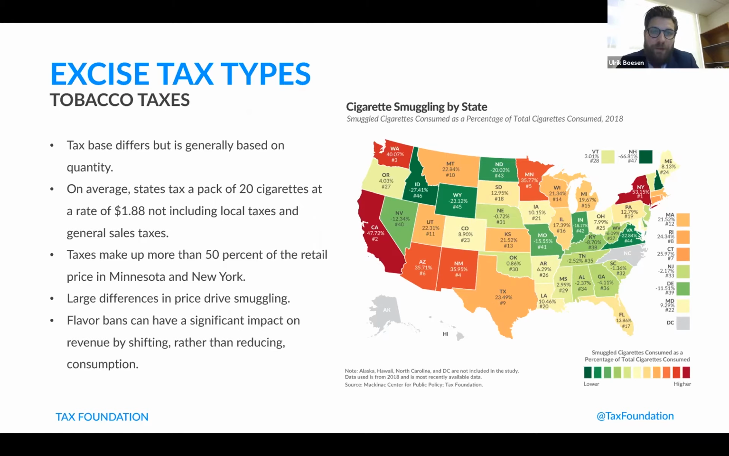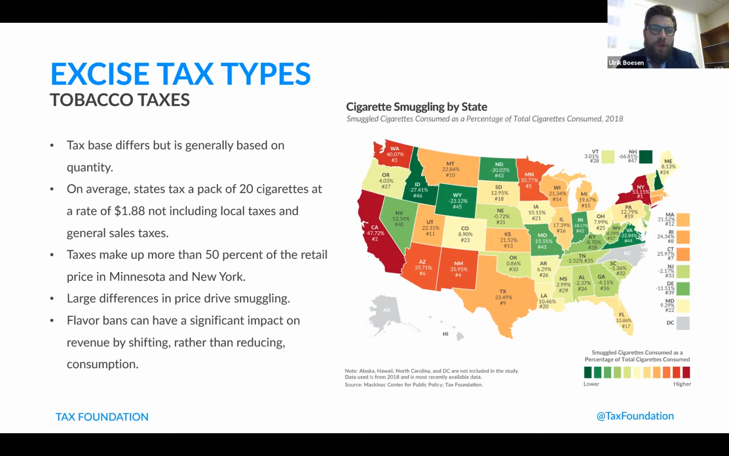Taxes are high on cigarettes, and they're probably higher than the negative externalities justify. In two states, Minnesota and New York, they make up over 50% of the retail price. Another example of the issues of narrow tax bases is when lawmakers make regulatory decisions that are unrelated to tax policy, but that affect revenue generation.